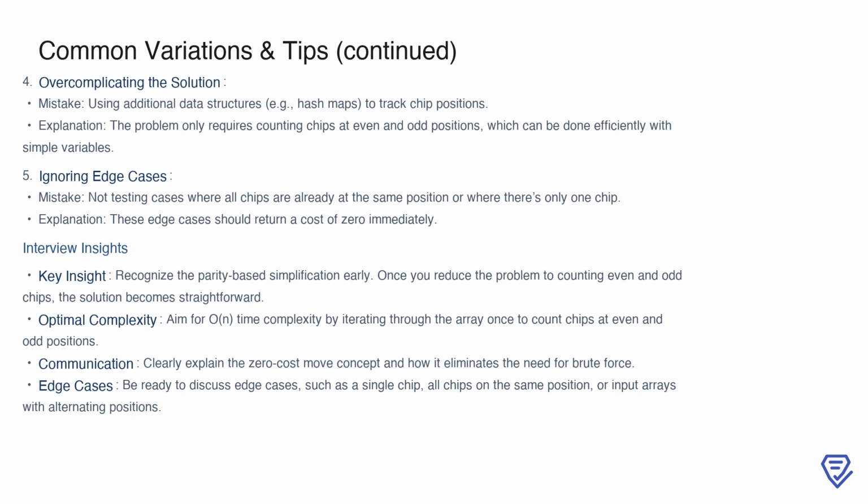Another mistake is overcomplicating the solution. Some solvers use additional data structures like hash maps to track chip positions, but this is unnecessary. The problem can be solved efficiently by just counting the chips at even and odd positions with simple variables. Overcomplicating the implementation only increases the chance of introducing bugs.